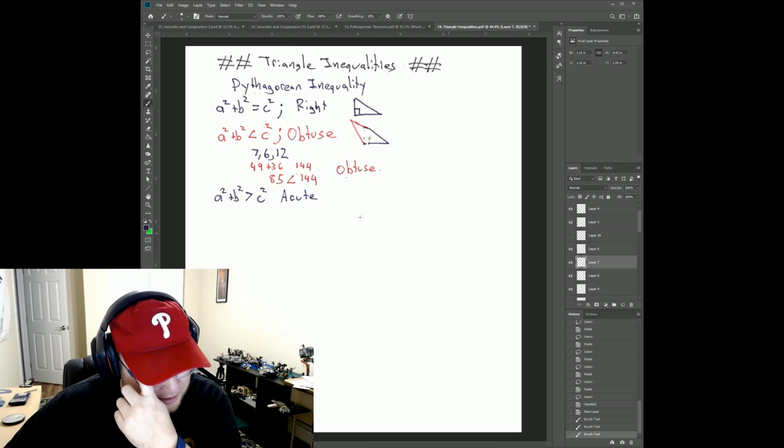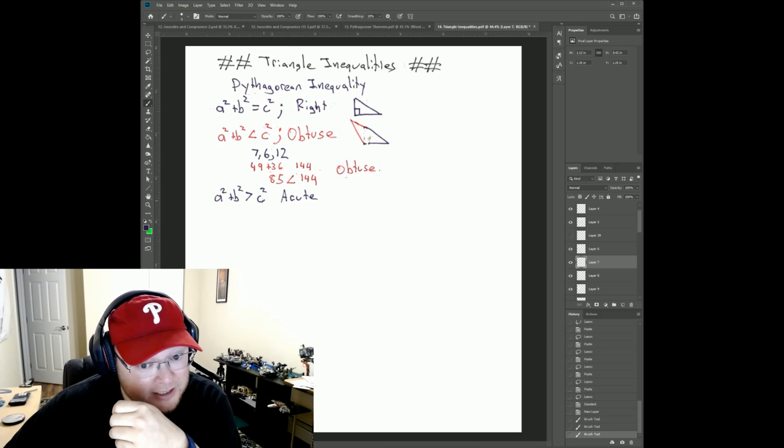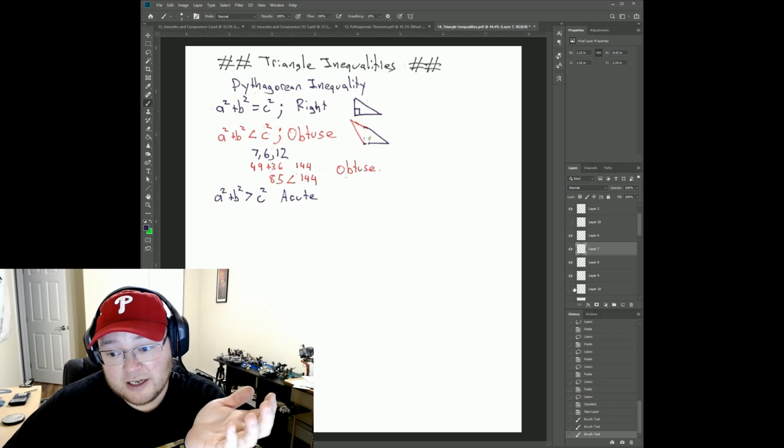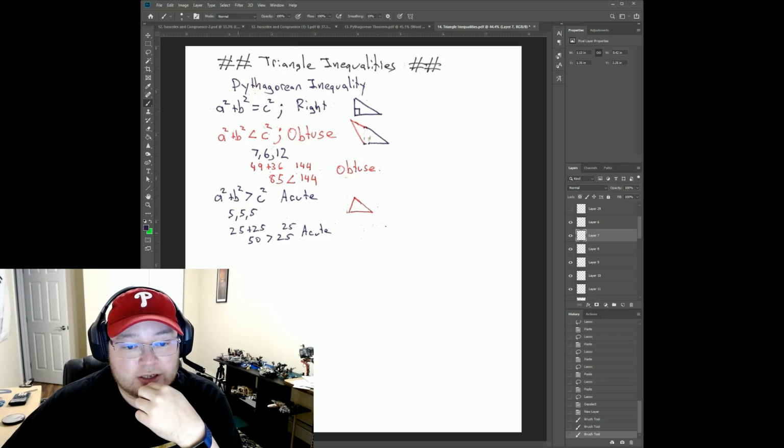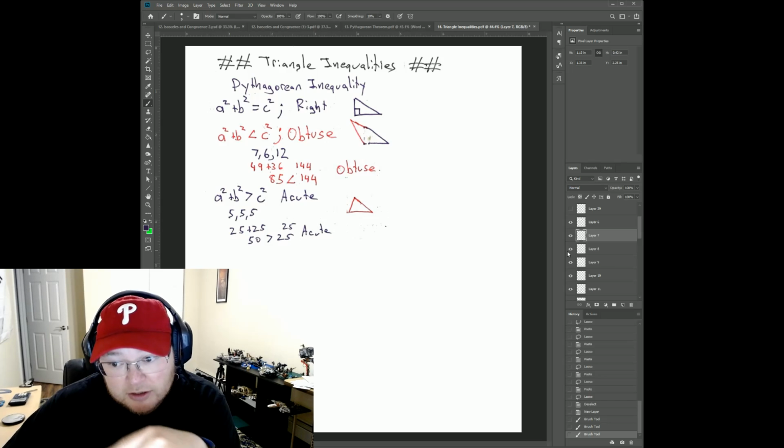So the opposite can also be true. If c squared is smaller than a squared plus b squared, it's acute. And it's sort of the same thing. A squared plus b squared, and compared to c squared, 25 plus 25 is 50. So 25 is smaller than 50, so it's acute. You got a nice little acute triangle over there.